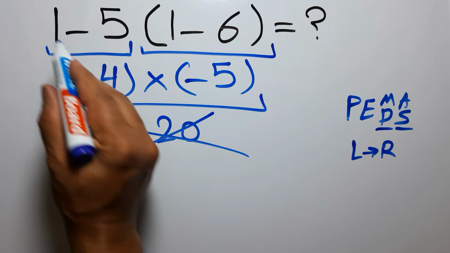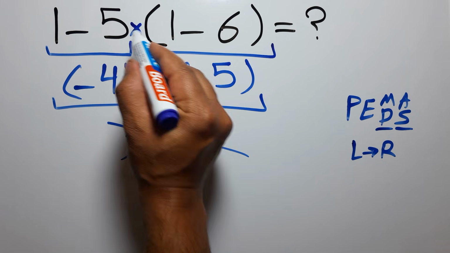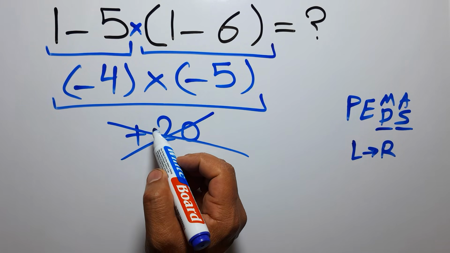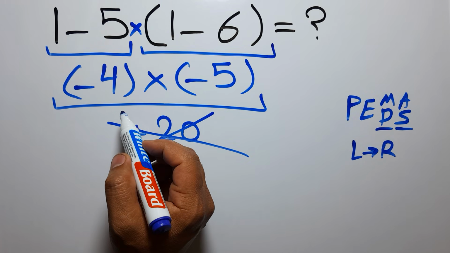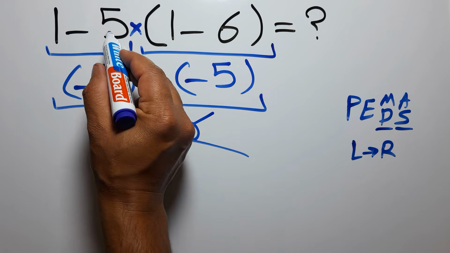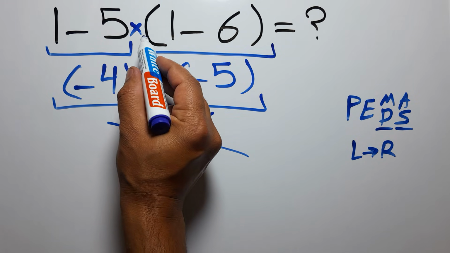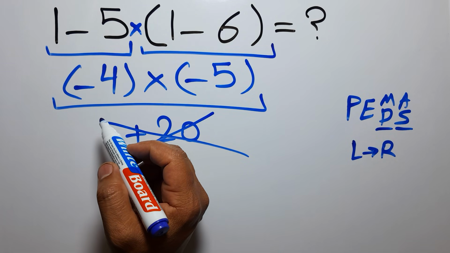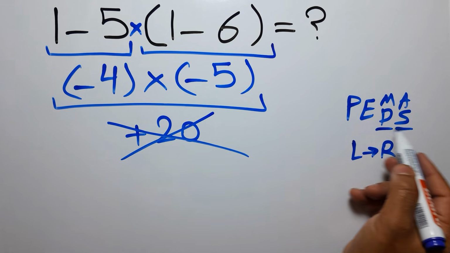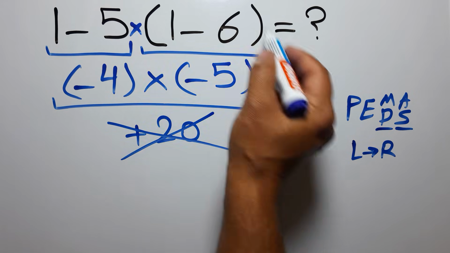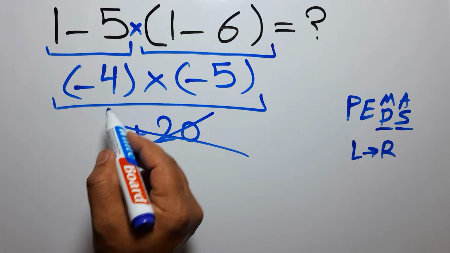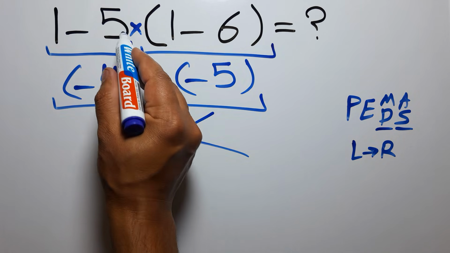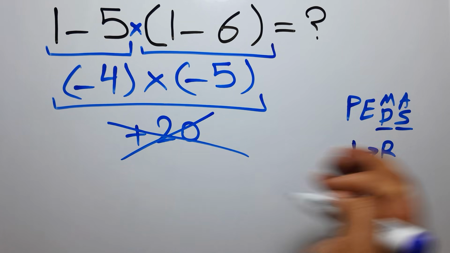In this expression, we have one subtraction, one multiplication, and one parenthesis. Inside this parenthesis, we have one subtraction. Here we have a multiplication, because in mathematics, when a number is placed next to parentheses, it means multiplication, and we usually don't write the multiplication sign for brevity. Okay, so according to the PEMDAS, first we have to do this parenthesis, then this multiplication, and finally this subtraction. If we do this subtraction before this multiplication, it is wrong.